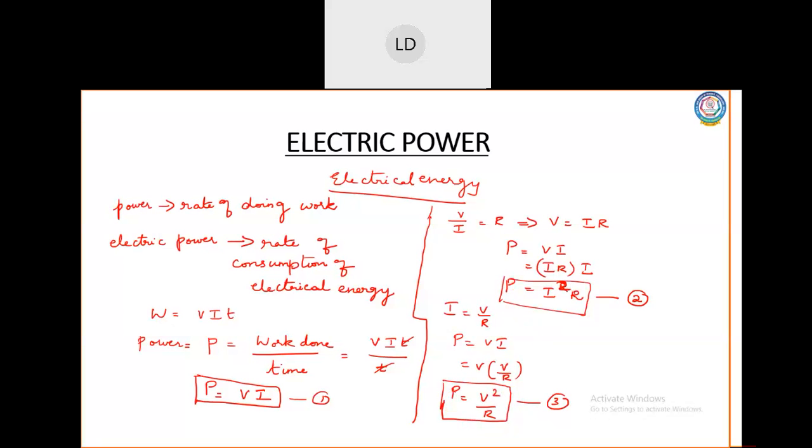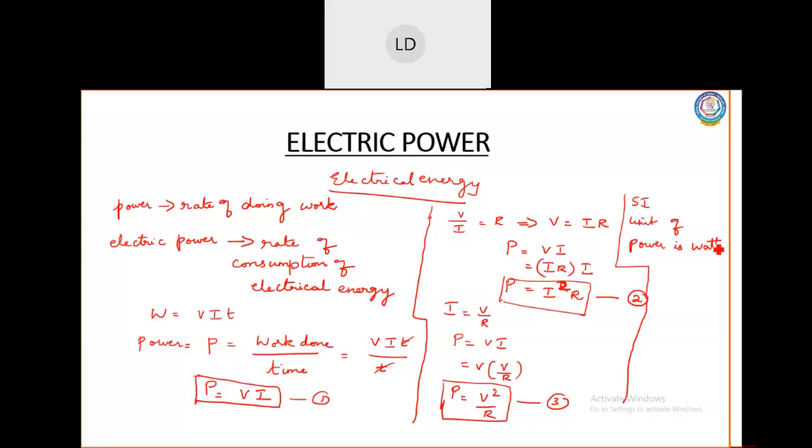Now all these formulas are for power. All these formulas are used for solving numericals, children. So according to the data available, you can use these formulas to find out the value of power. Okay? And what is the SI unit of electric power? The SI unit of electric power is what? SI unit of power is what?